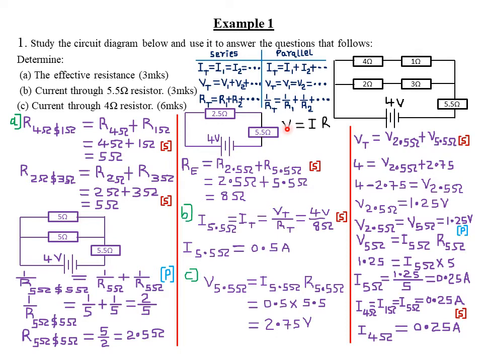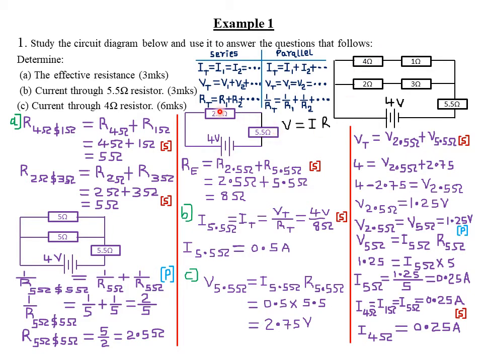So we cannot find the voltage through the 4 ohm resistor without finding the voltage through the 2.5 ohm resistor. Because remember, the 2.5 ohm resistor is a combination of all these, that is the 4 ohm, 1 ohm, 2 ohm, and 3 ohm. So first of all, let's find the voltage through the 2.5 ohm resistor, because it will help us to find the current through the 4 ohm resistor.